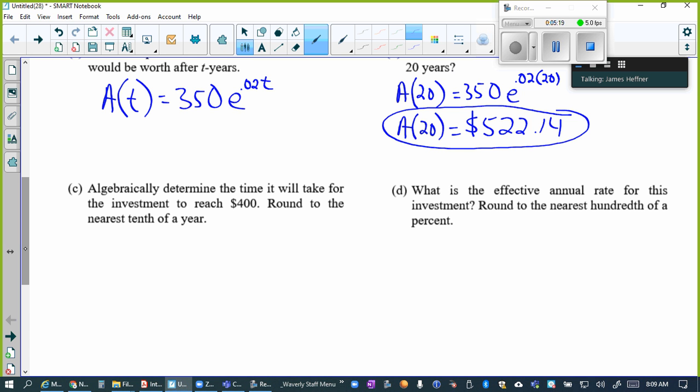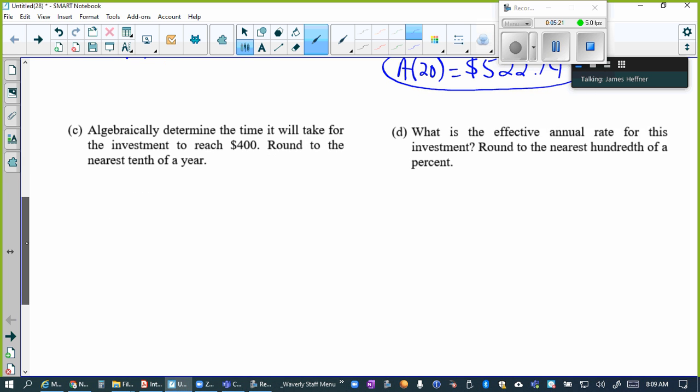So let's take our equation. We want to know when it'll become $400. So $350 times e to the 0.02t is going to at some point equal $400. And we want to know when, so we have to solve this for t. Hopefully we're going to end up taking the natural log of both sides. But what do we have to do first? We're going to divide each side by 350.